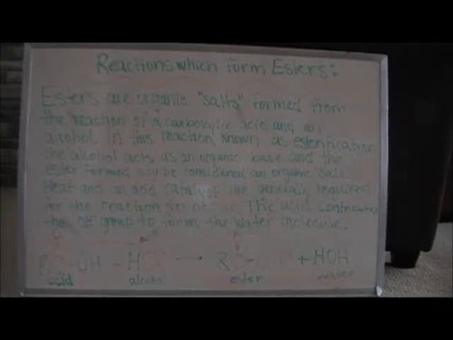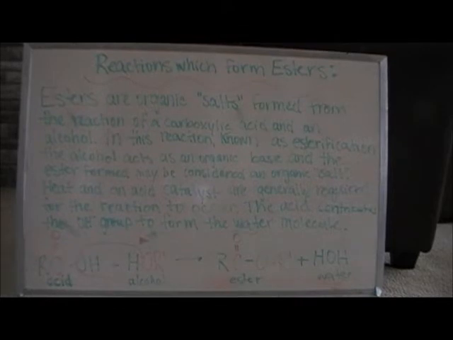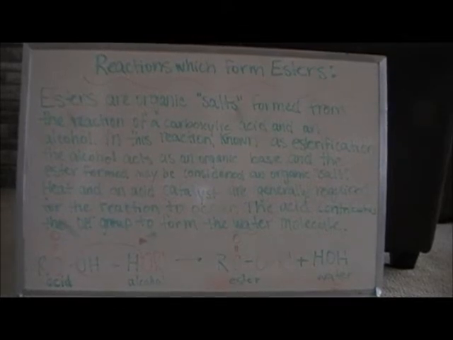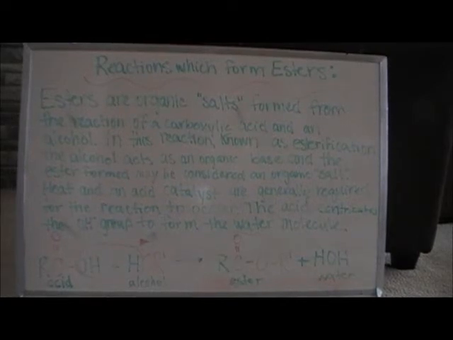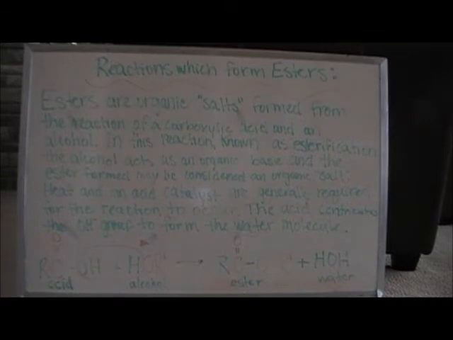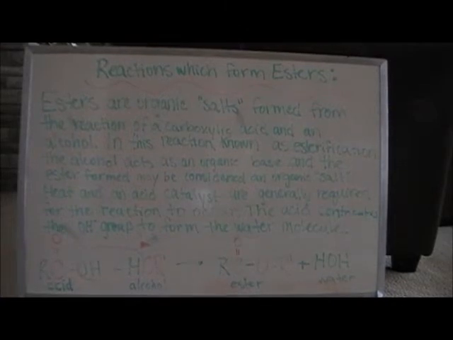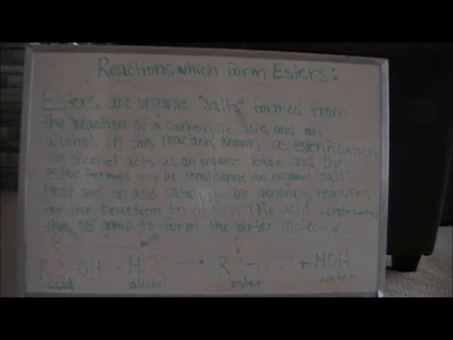Reactions which form esters. Esters are organic salts formed from the reaction of a carboxylic acid and an alcohol. In this reaction, known as esterification, the alcohol acts as an organic base, and the ester formed may be considered an organic salt. Heat and an acid catalyst are generally required for the reaction to occur. The acid contributes the OH group to form the water molecule, as shown in our diagram below.